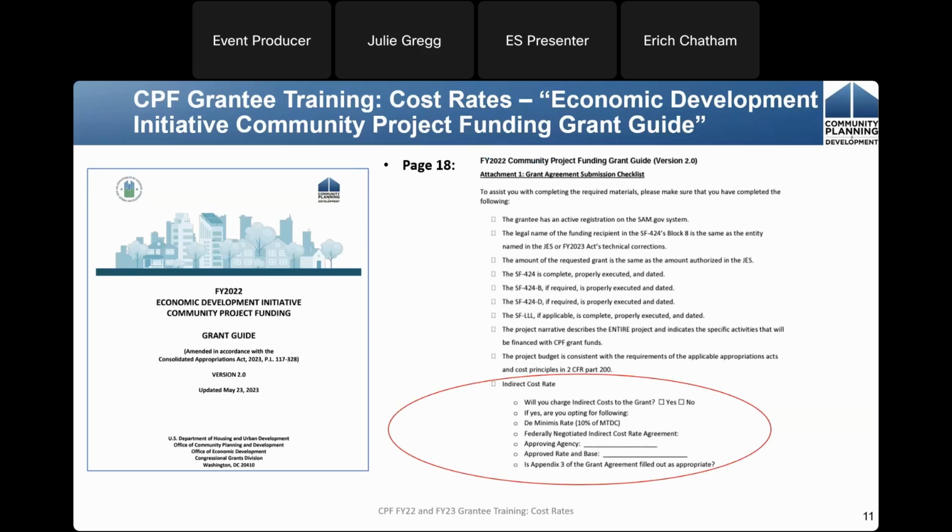Then the grant agreement submission checklist, again for fiscal 22, can be found on page 18. That same questionnaire related to the indirect cost rate is found at the bottom of that page. Again, page 18 in the grant agreement submission checklist. We'll show you samples of how this should be completed towards the end of the presentation based on your options for the indirect cost selection, yes or no. Next slide, please.